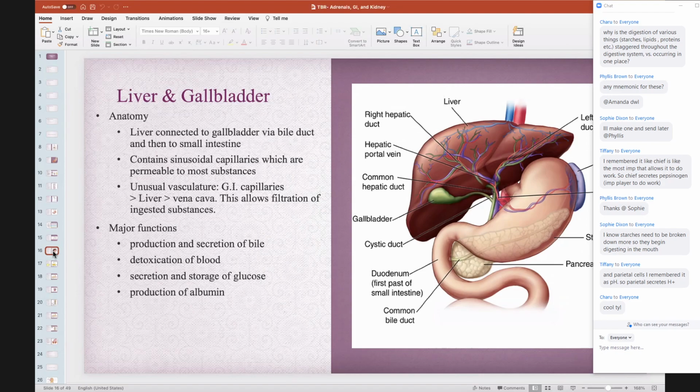The liver also secretes and stores glucose, does gluconeogenesis, and it produces a very interesting protein called albumin. Albumin is an inert protein. It has no enzymatic function, but it is one of the most important in the body. Albumin exists inside the blood to regulate osmotic pressure.